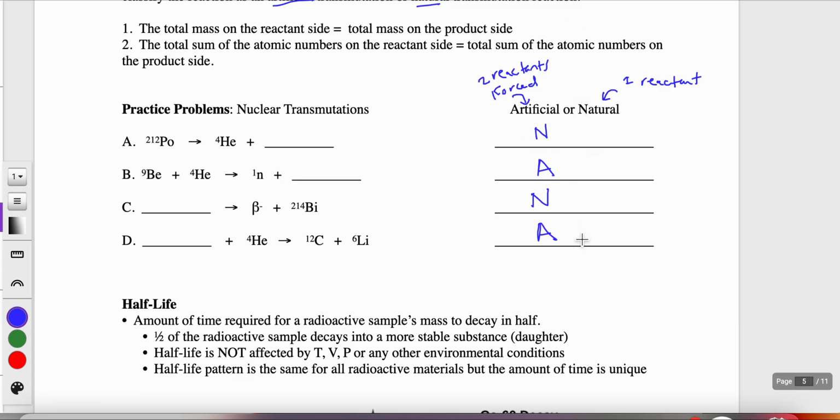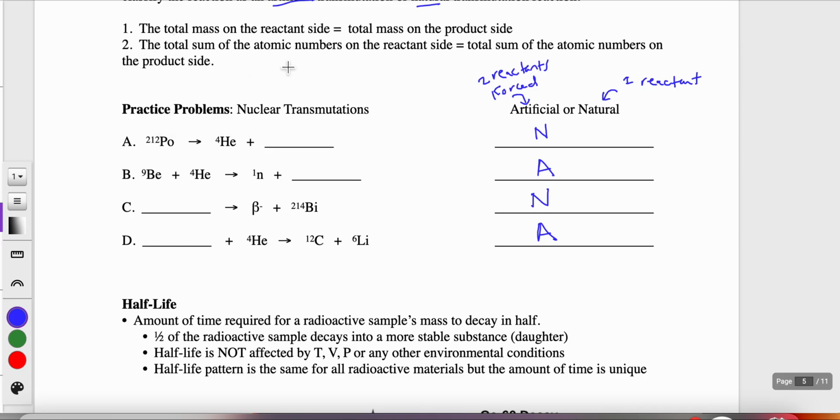Besides classifying if a nuclear reaction is natural or artificial, there may be a particle that has been left out of the reaction, and we have to use clues to figure out its identity. So wherever there's a blank spot, we have to figure out what belongs there. So here is our big key: the total mass that we have on the reactant side needs to equal the total mass on the product side.